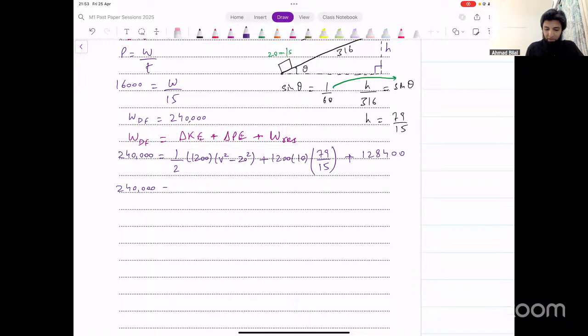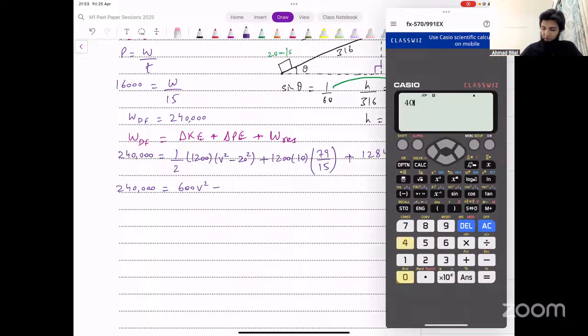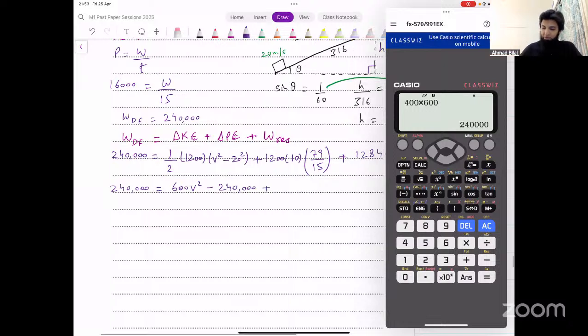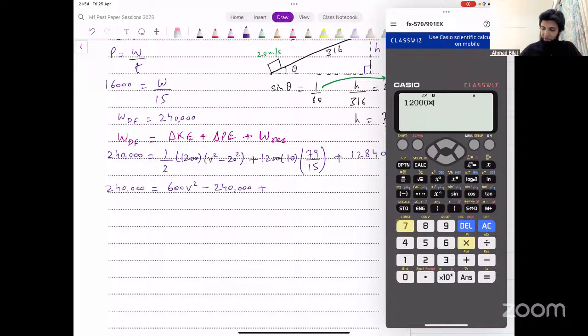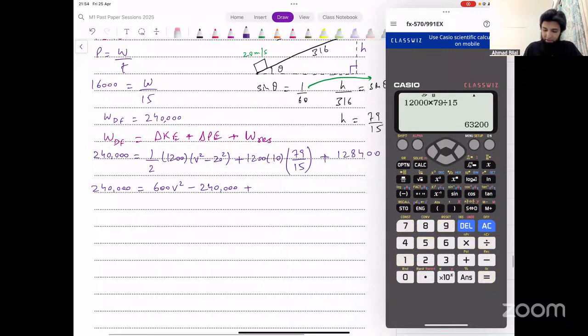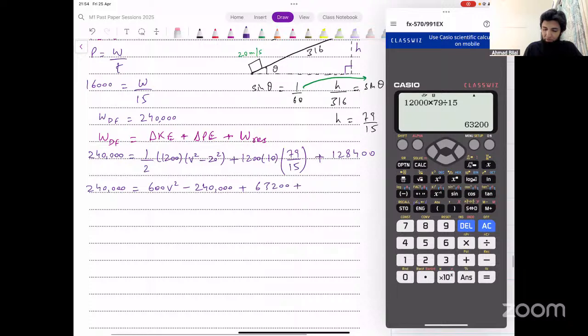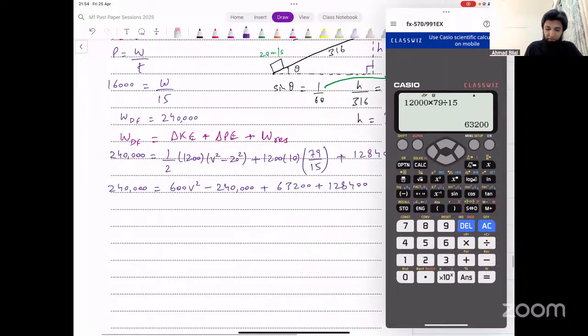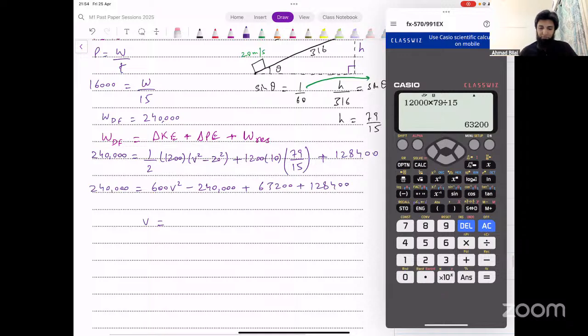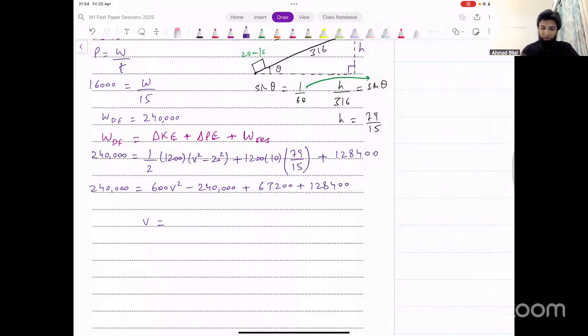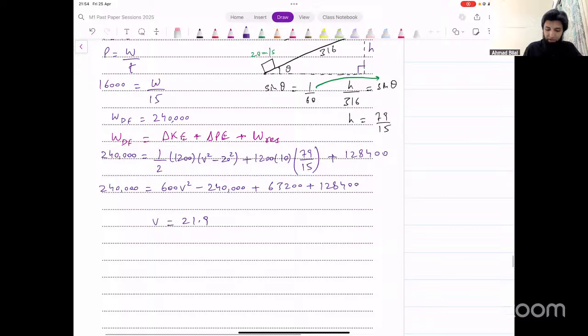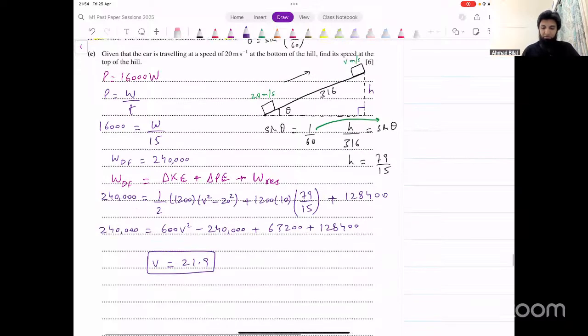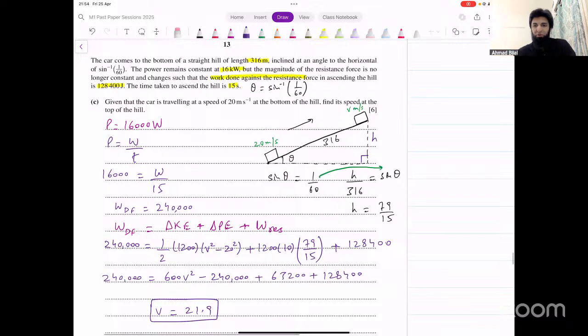240,000 equals 600 V squared minus 400 into 600. Just be careful with your working. Don't do any careless errors. Minus 240,000 plus 12,000 into 79 divided by 15. That's 63200 plus 128,400. And that will give you the value for V. You can see what that is. 21.9. So V equals 21.9. That's the final answer that you would get from this. That's the speed at the top of the hill.